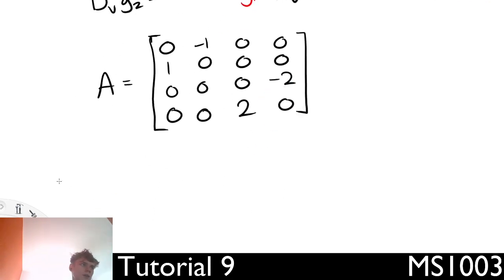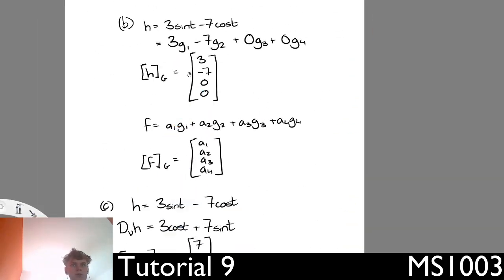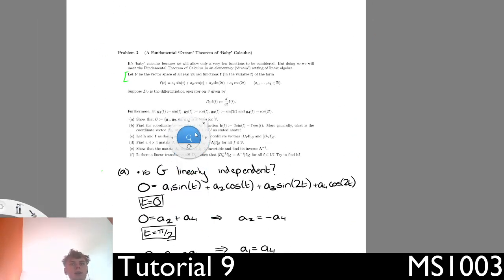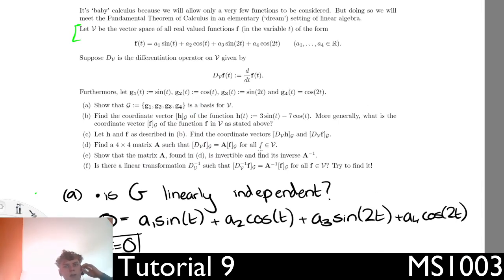And then we move on to part E. Part E is to show that the matrix is invertible and find its inverse. I'm actually going to leave this off because it's a 4x4 matrix, and you just have to do row reduction.